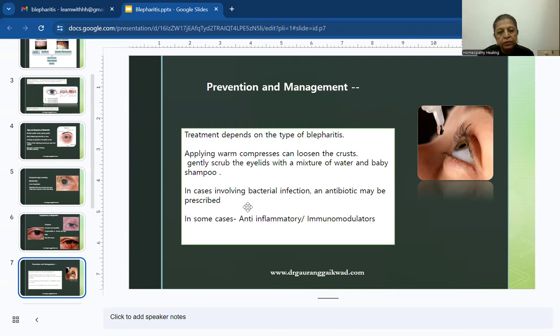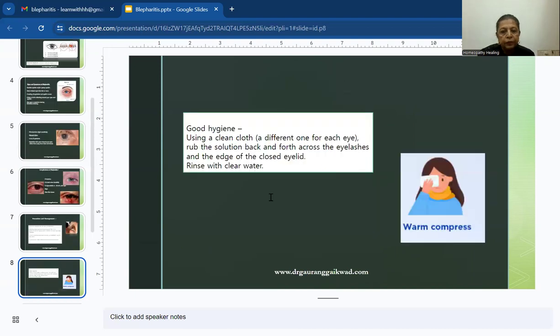And especially if it is ulcerative, you have to apply a local antibiotic ointment at the lid margin. These are the things you have to do, especially in allopathy. Otherwise, along with cleanliness, you can always start with many other pathies, like homeopathy. Along with lid margin cleaning, of course, treatment of the dandruff is also equally important.